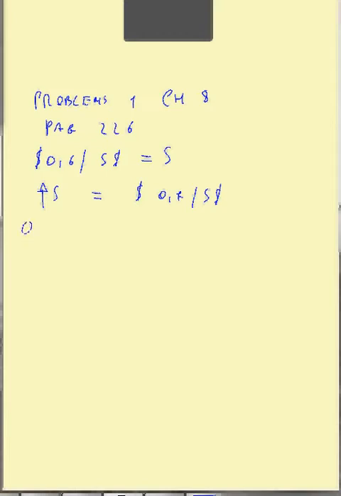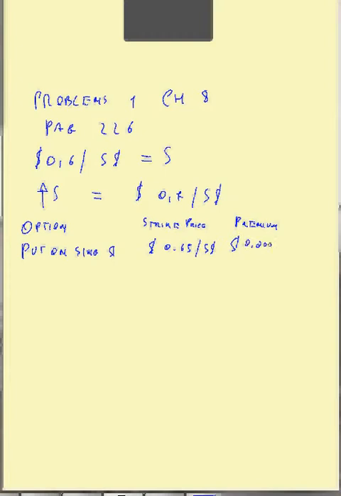We have two possibilities. A put on the Singapore dollar at a strike price equal to USA dollar 0.65 for each Singapore dollar, paying a premium equal to 0.00003 dollars for each Singapore dollar. What does it mean?